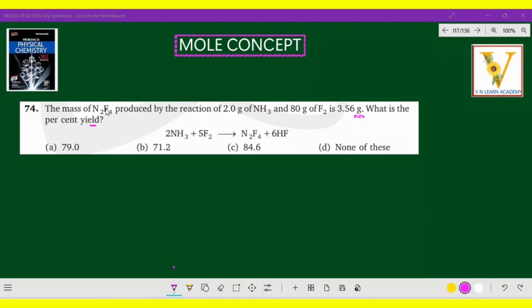Next question: the mass of N2F4 produced by the reaction of 2.0 gram of ammonia and 80 gram of F2 is 3.56 gram. What is the percent yield?